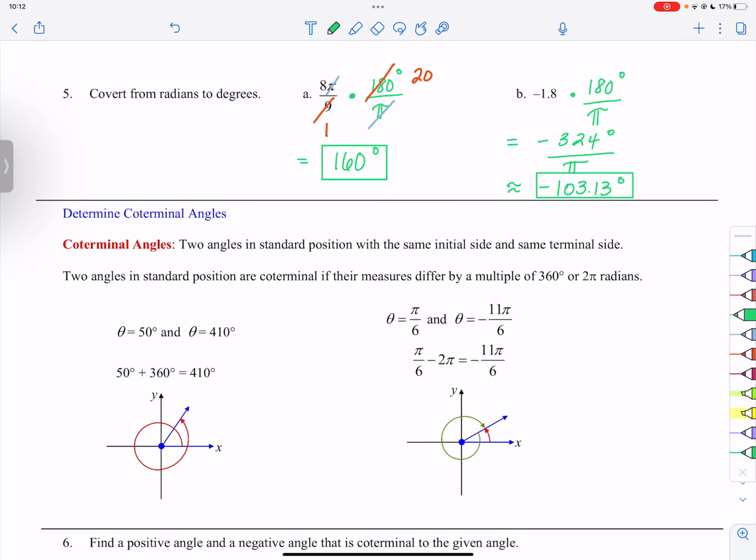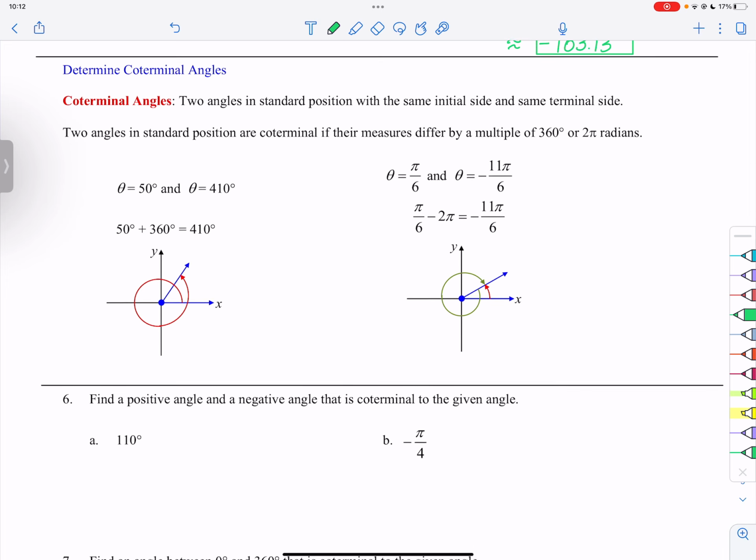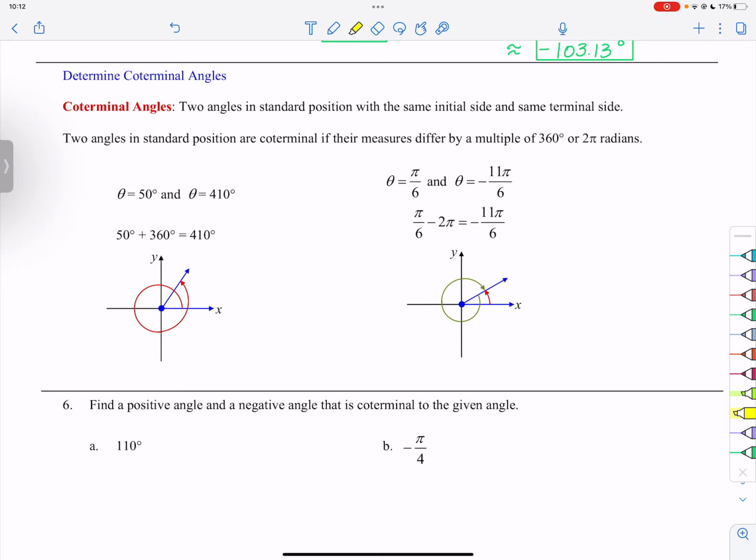Okay, now let's talk about coterminal angles. Coterminal angles are two angles in standard position with the same initial side and the same terminal side. So let's take a look. These angles in standard position are coterminal if their measures differ by a multiple of 360 degrees or a multiple of 2 pi. So in other words, we will just be looking to see if they had an additional rotation.